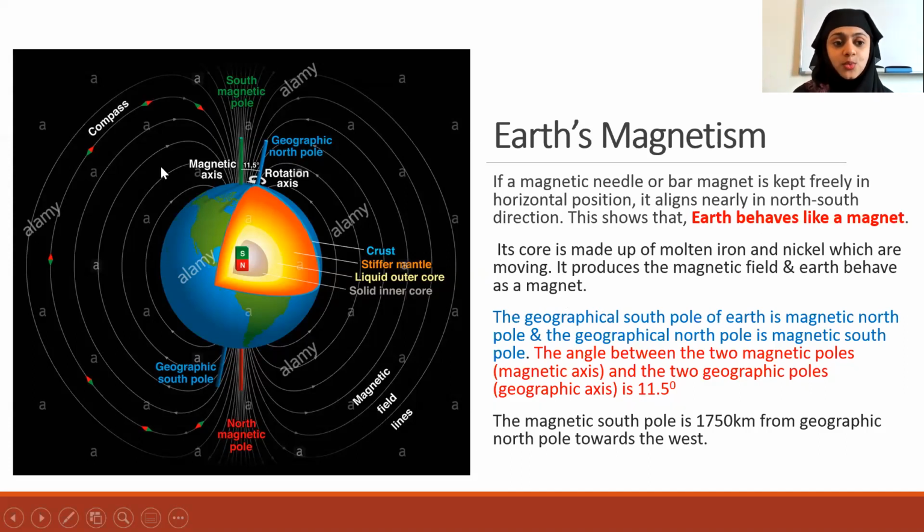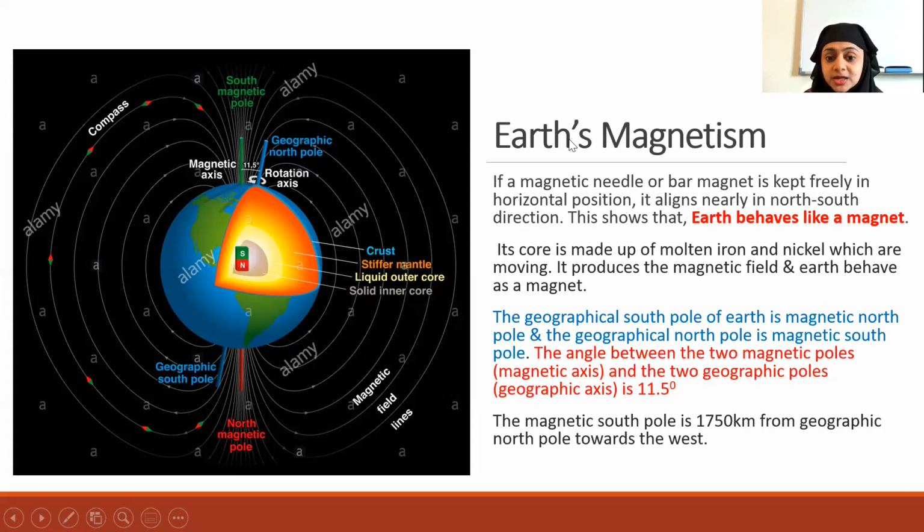Now, what part of the magnetic compass is attracted by the geographic North Pole? North, right? If the Earth itself is a magnet, if Earth was a bar magnet, then the south pole of that magnet will be attracted by the geographic north. And the north pole of that bar magnet will be attracted by the geographic south, right?